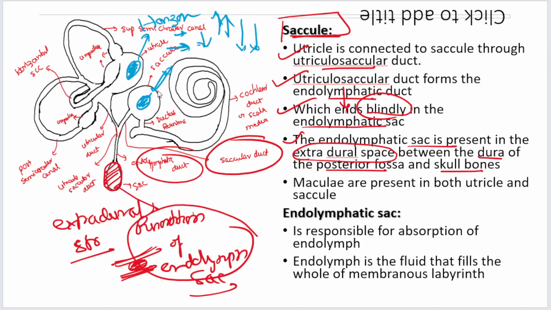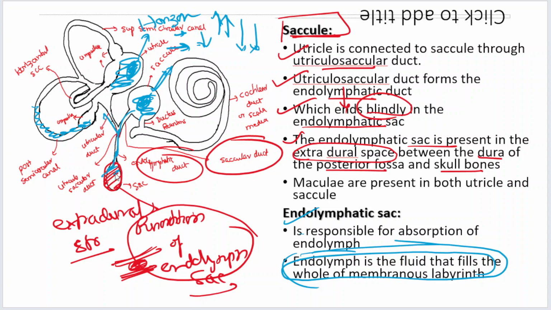Okay, so yeah, we talked about the endolymphatic sac. It is responsible for resorption of endolymph. We said in the beginning only, endolymph is a fluid that fills the whole of the membranous labyrinth, whether it is the utricle, the saccule, the utriculosaccular duct, the endolymphatic duct, or the membranous cochlea. All of this is filled up by endolymph, right?